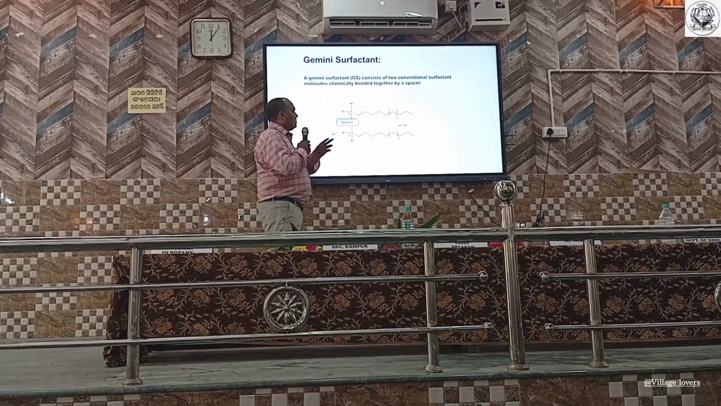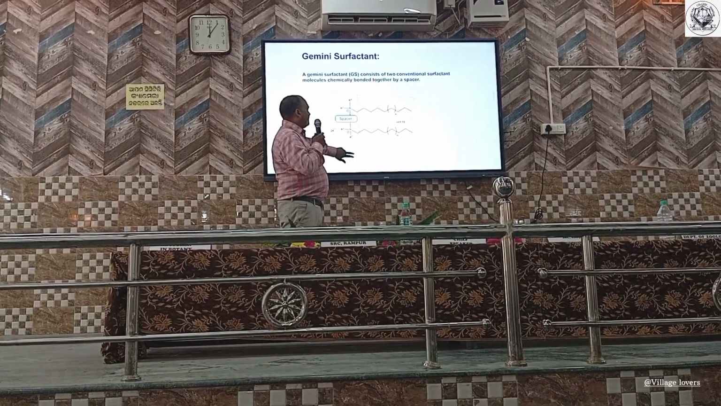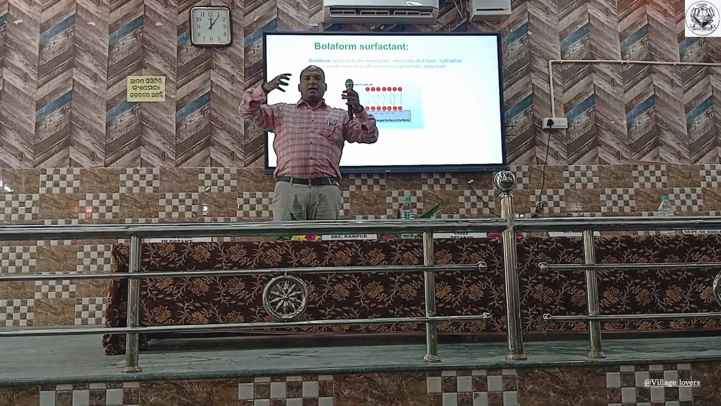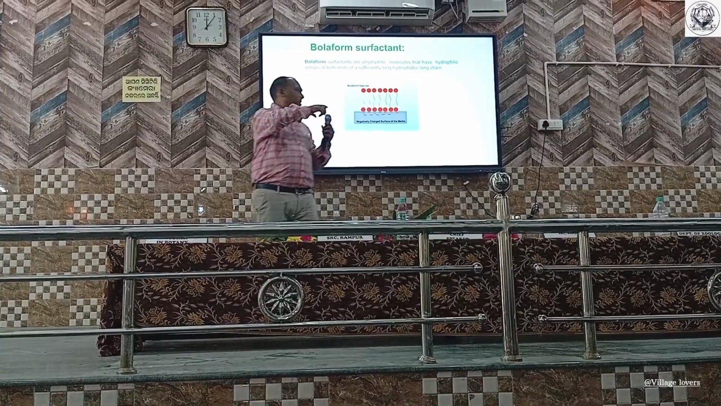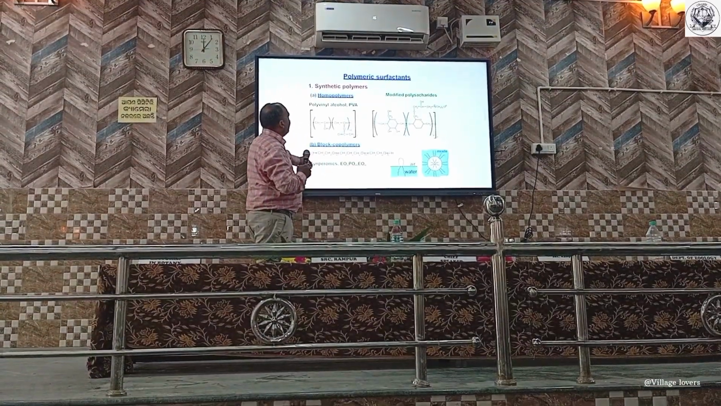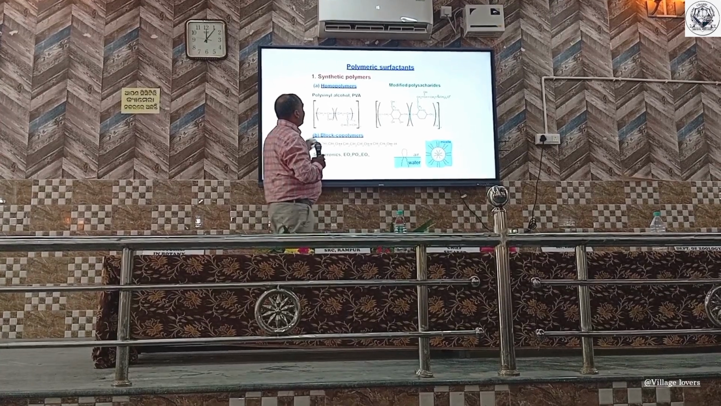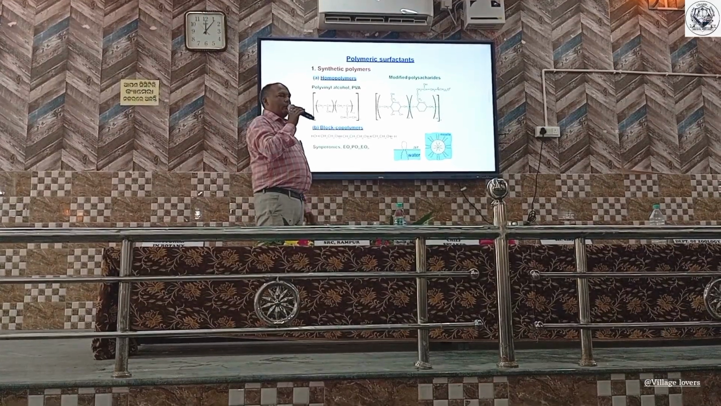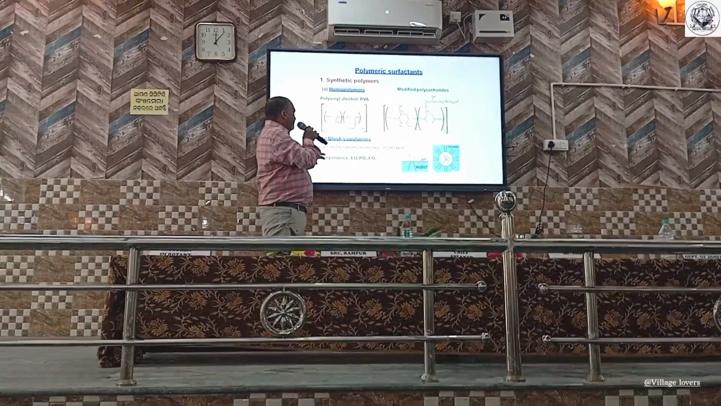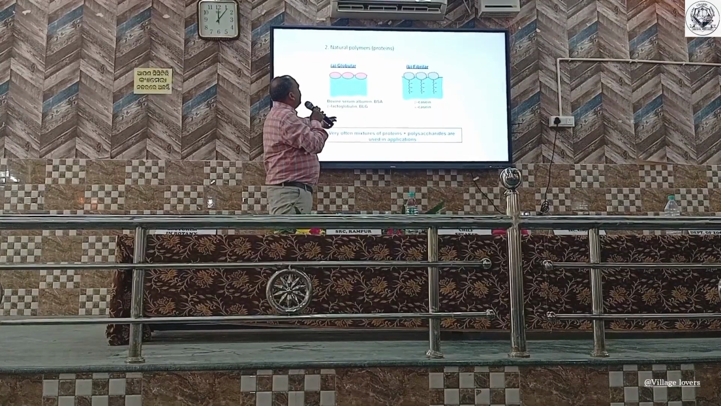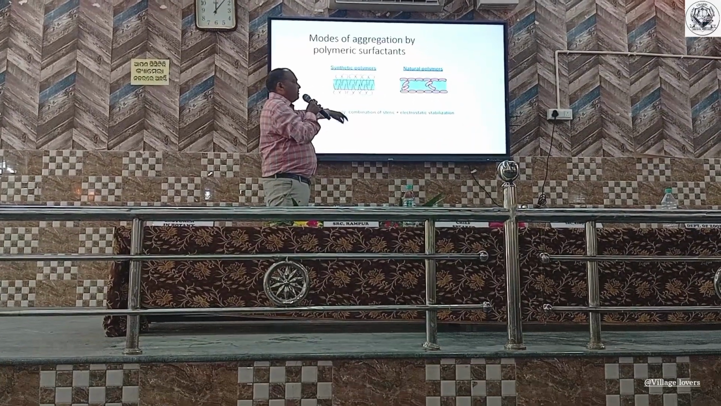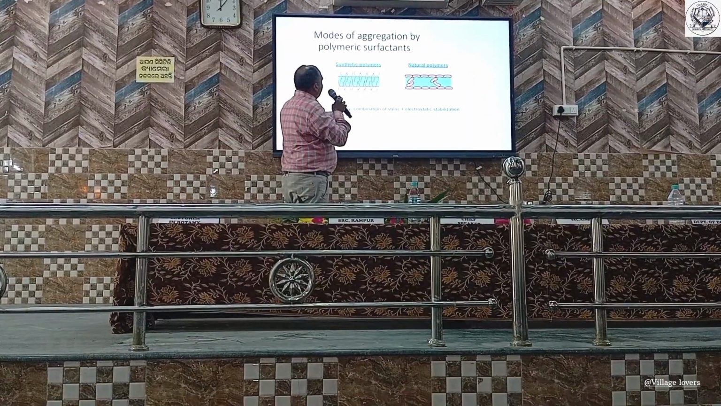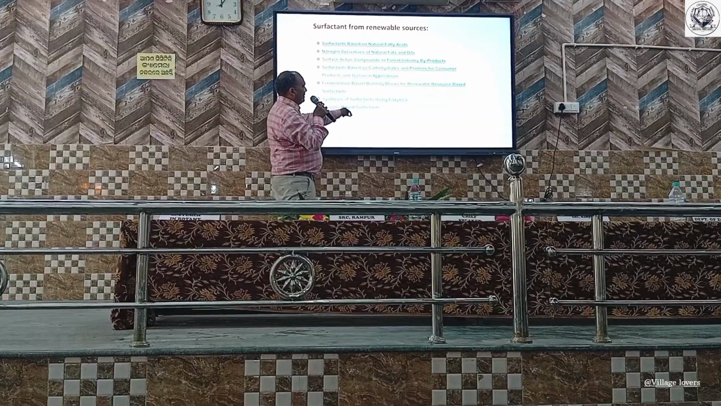Then Gemini means two surfactants attached with a spacer: two head groups are present, and one spacer. Then polymeric surfactants, such as copolymers and block copolymers, can also be used as surfactants. There are also natural polymers, here this is casein. They are natural polymers. So these aggregate to form different types of self-assembly.